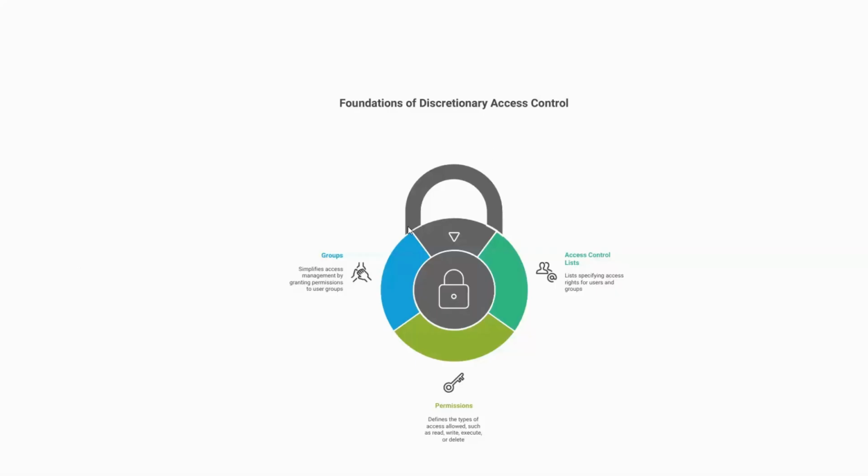To summarize, the foundation of DAC is groups, access control lists, and permissions. Groups simplify access management by granting permissions to a user group, the permissions define the type of access they have, and the access control list specifies the access rights for these users and groups.